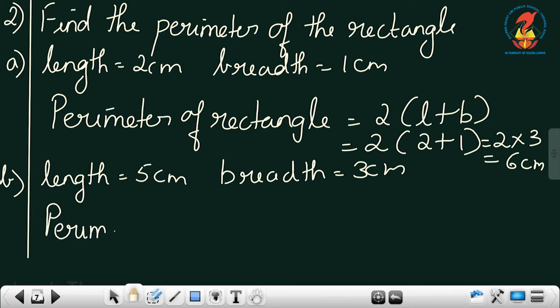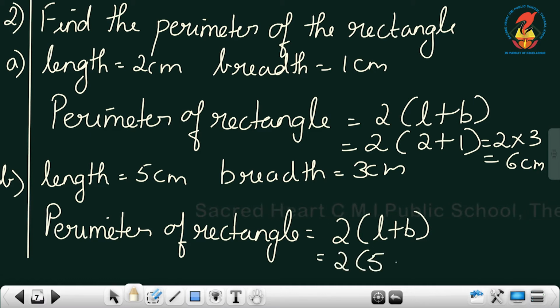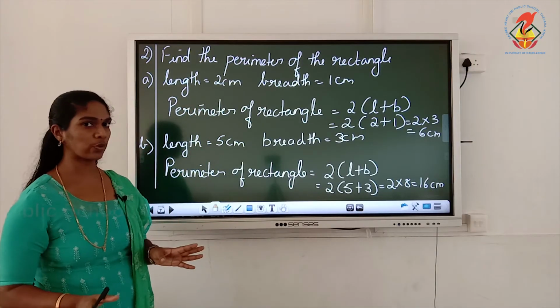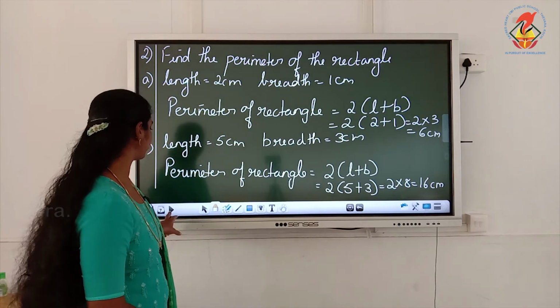Next one. Length. Perimeter of rectangle. Yes, what is the formula, children? 2 into L plus B. What is L? L is 5 centimeter, breadth is 3 centimeter. So 2 times L, 5 plus 3. What is 5 plus 3? 8. So you multiply that 8 with 2. 2 into 8, you will get 16 centimeter. Unit is also very important. Don't forget to write the unit. So 2 into 8, 16 centimeter.